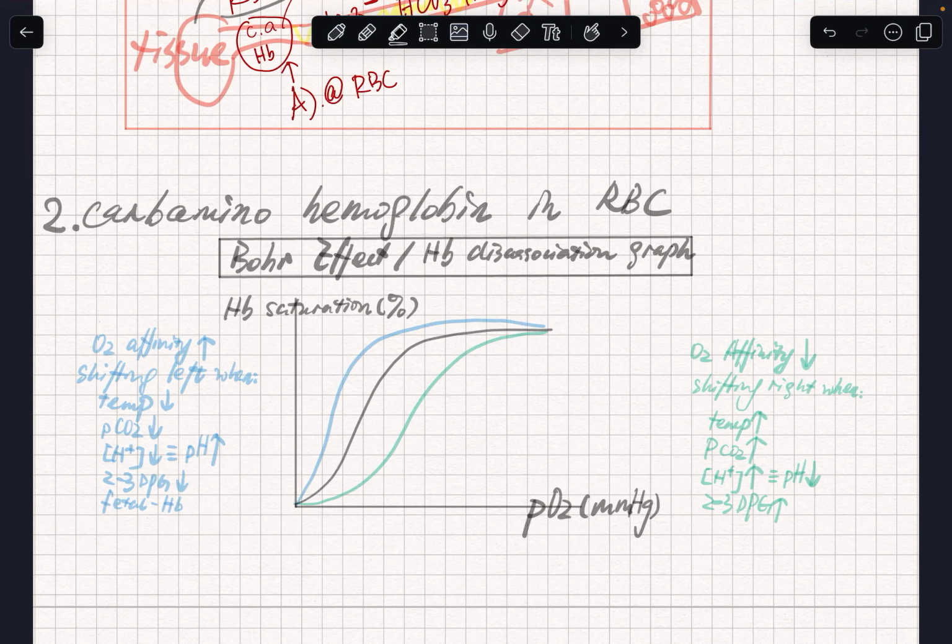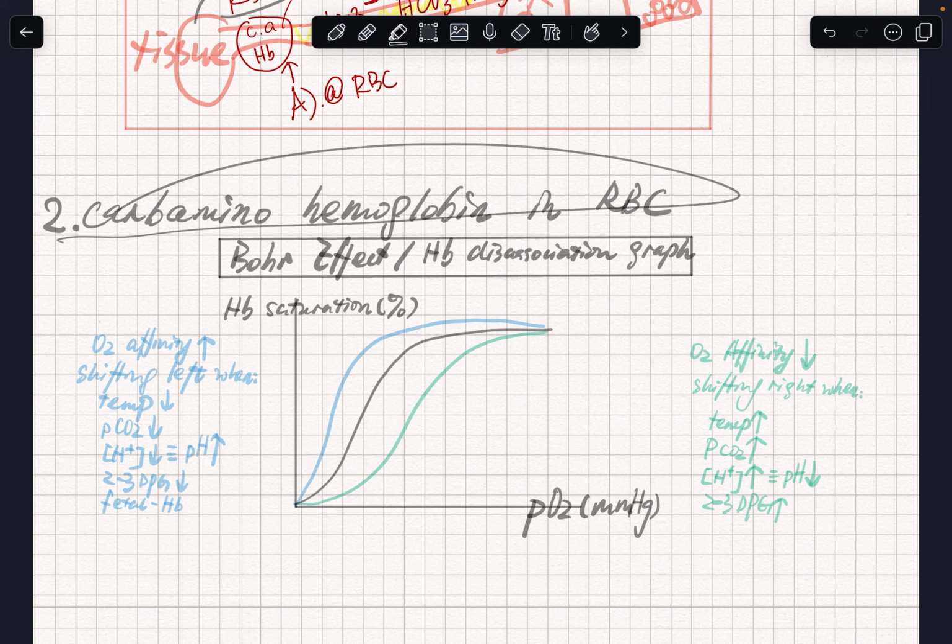And here, I want to talk a little bit more. I want to show you this graph that is very high yield on the MCAT. It's called the Bohr effect, or in other simple words, the hemoglobin association-dissociation graph. So let's break it down and see how this is related to the second pathway of how CO2 travels to the lung.